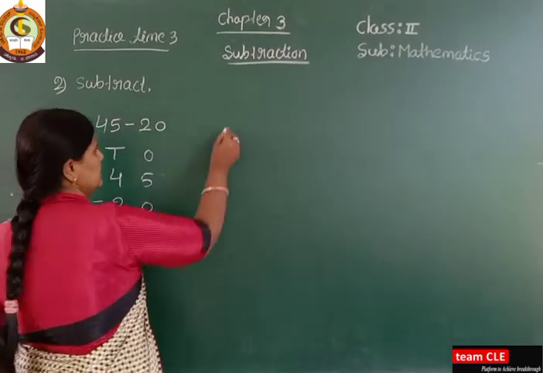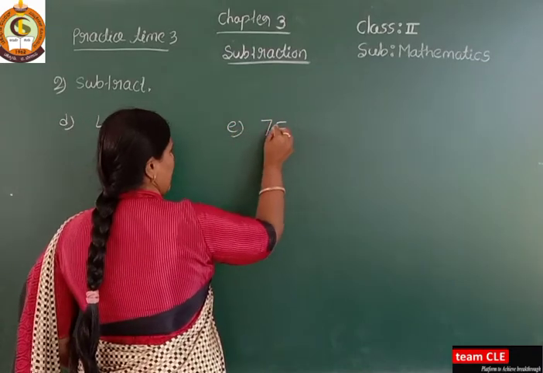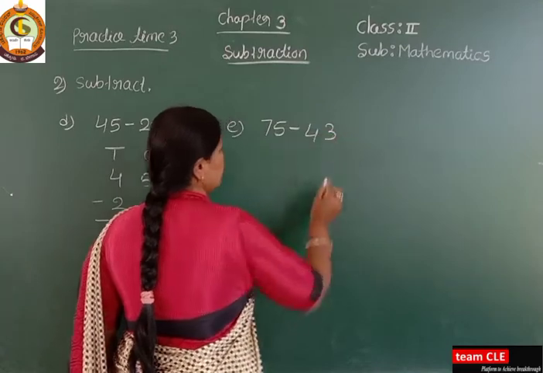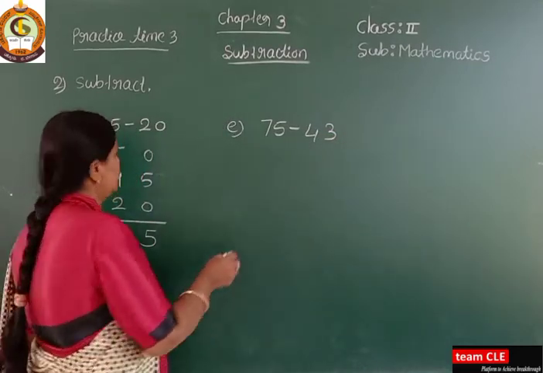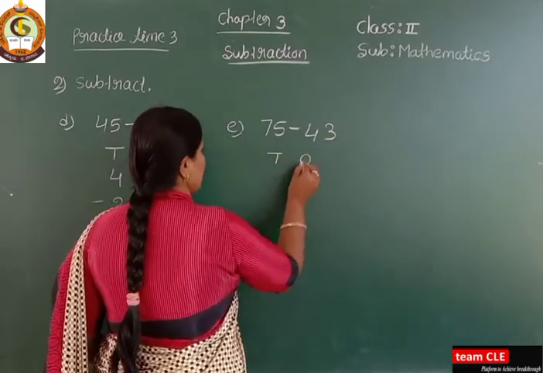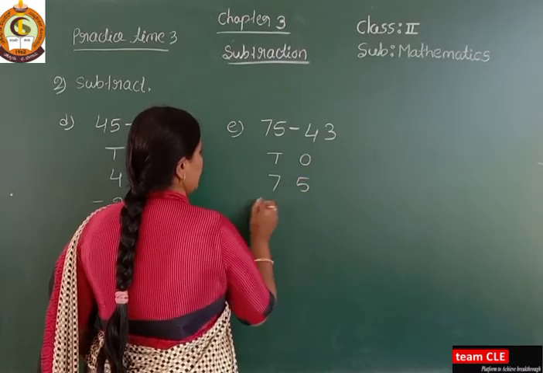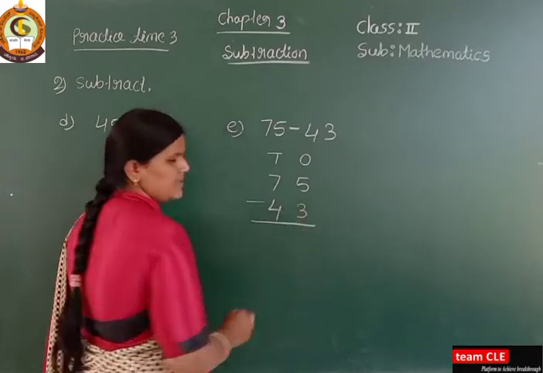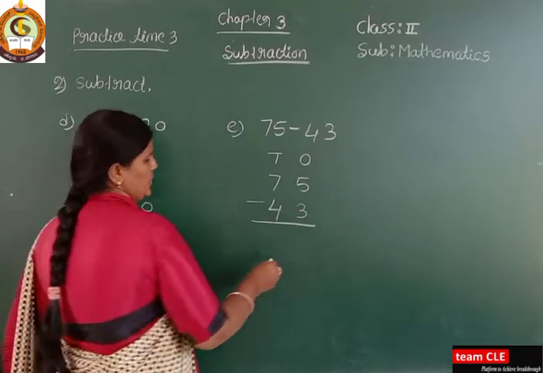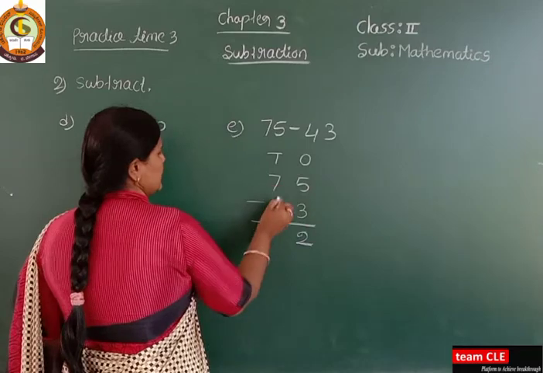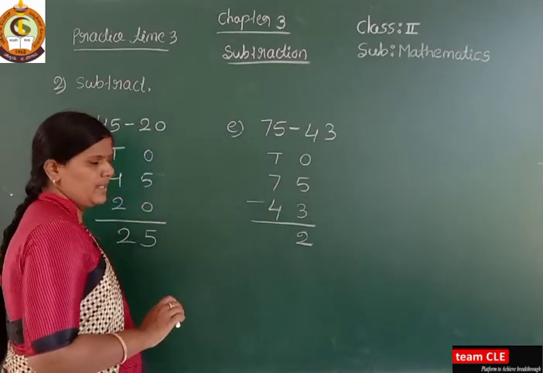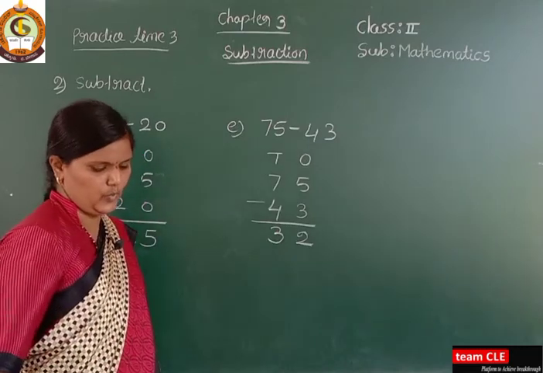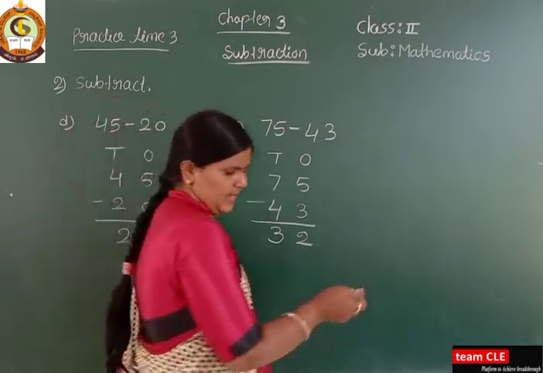Yes, next, E1, 75 minus 43. Tens, ones, 75 minus 43. 5 minus 3 is how much? 2. So write 2 here. 7 minus 4 is 3. So the answer is 32.